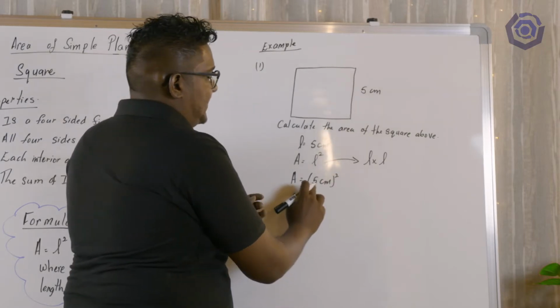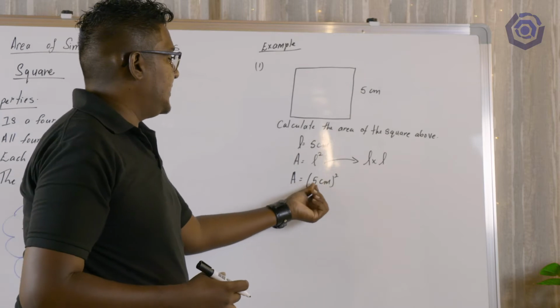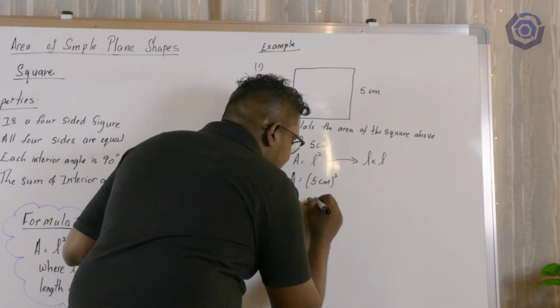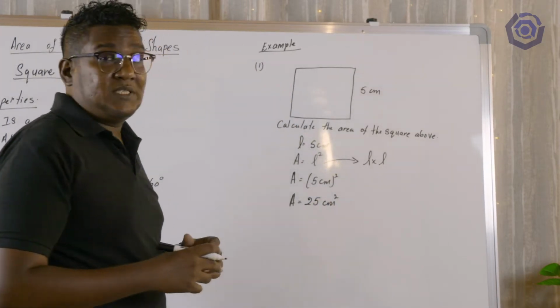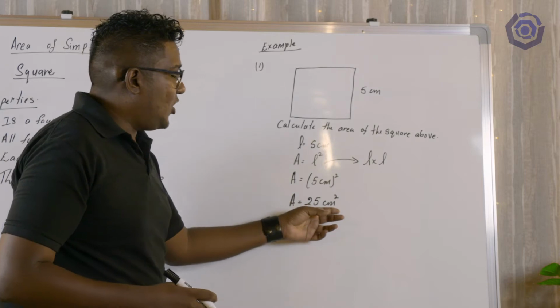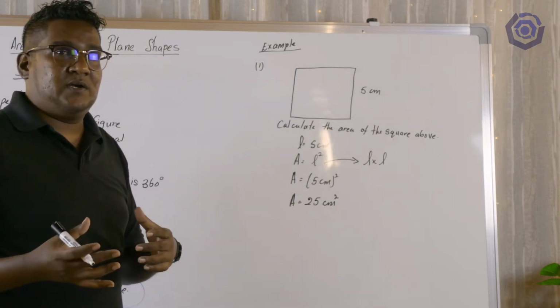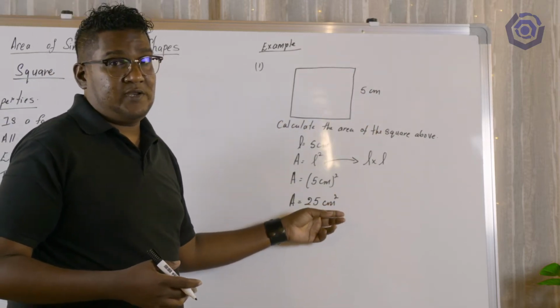A equals, remember I said it's this base multiplied by itself 2 times. So it's going to be 5 multiplied by 5, which is going to give me 25 cm squared. And when we're working with area, our unit is always in squared. So if it's cm squared, meter squared, whatever unit they give you here, it's in squared in your answer.